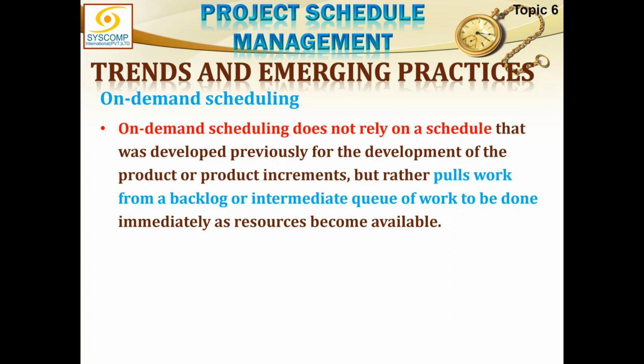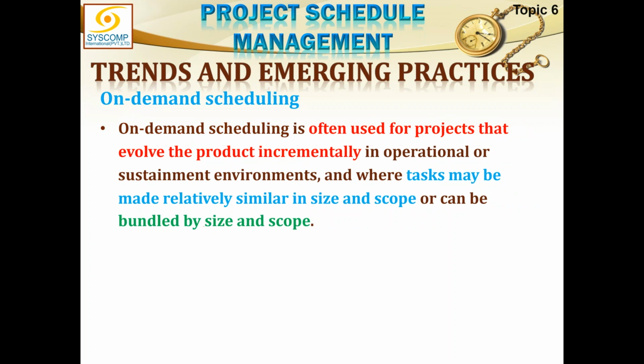So it pulls work from a backlog or intermediate queue of work to be done immediately as the resources become available. So there is no wastage of resources, no waiting of resources. All the resources are most efficiently used in this manner, and we save money. On-demand scheduling is often used for projects that evolve the product incrementally in operational or sustainable environments, where tasks may be made relatively similar in size and scope, or can be bundled by size and scope.